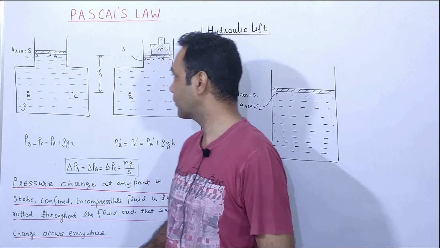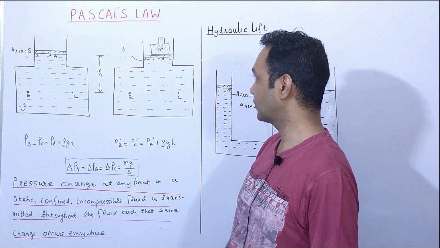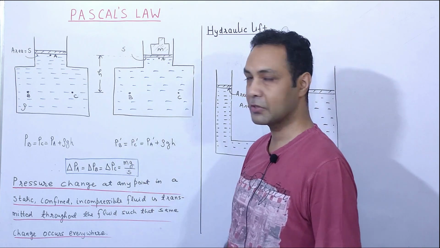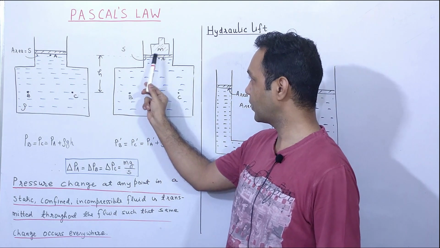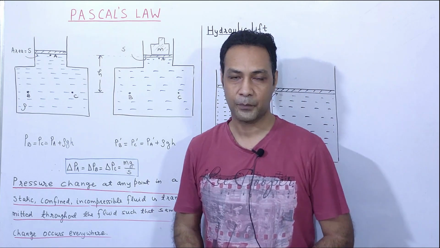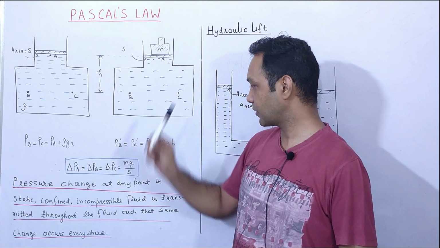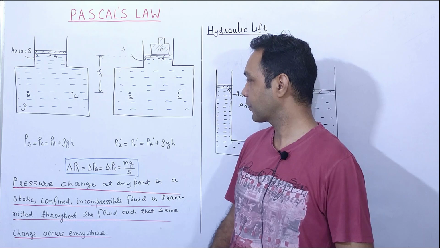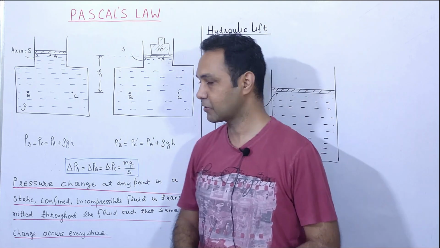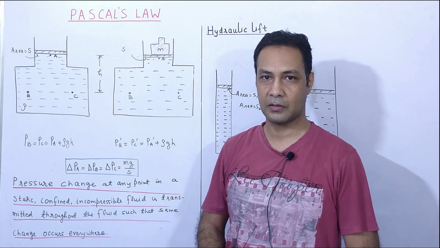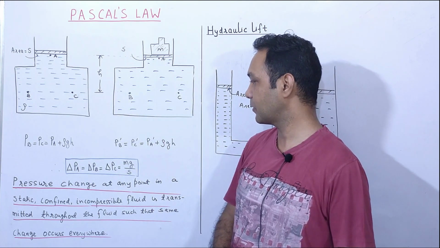Now what happens if I put a weight here whose mass is m? It will apply a force mg here. By virtue of this weight being placed here, the pressure at this point will increase by mg by S, where S is the area of cross section of this section. So the pressure at A has increased by mg by S, but because this is a static and incompressible fluid, this piston cannot move, it will remain at the same position. So the pressure difference between B and A, or between C and A, will remain the same.